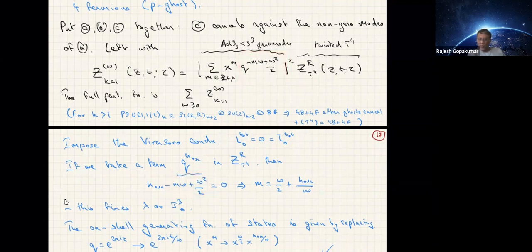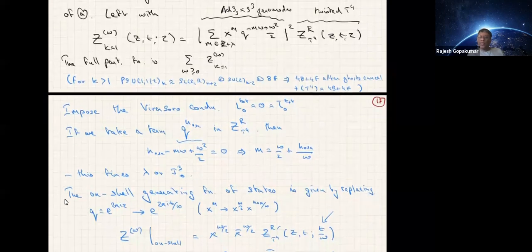And so you can use this to solve for M, because there's a sum over M. So this essentially tells you that the value of M is fixed. M is the J30 quantum number. And now, if you look at the on-shell partition function, the net power of Q is 0, but the power of X, this X to the M, you can replace by X to the W by 2 times H oscillator by W.